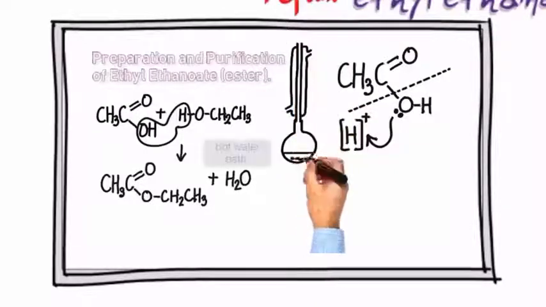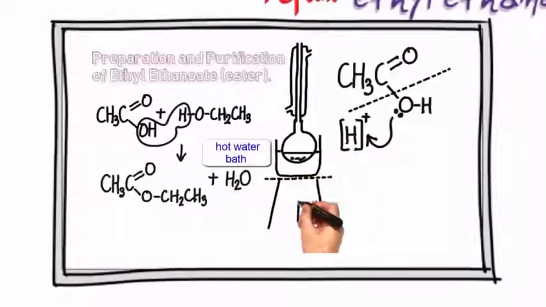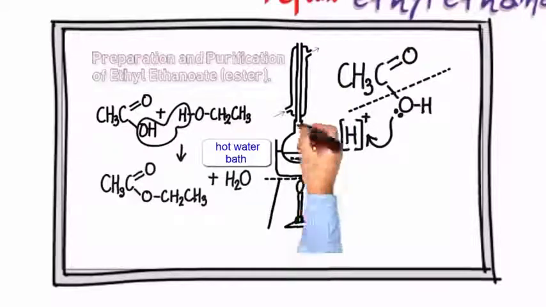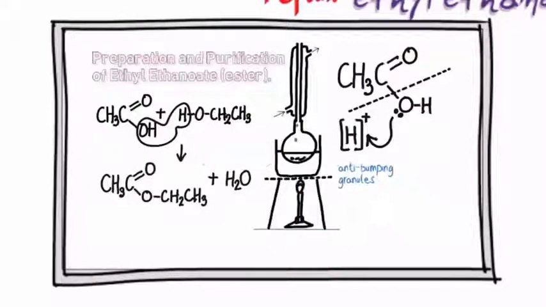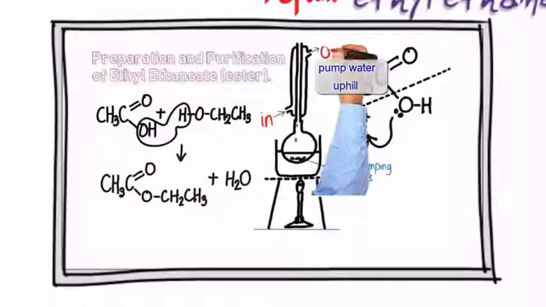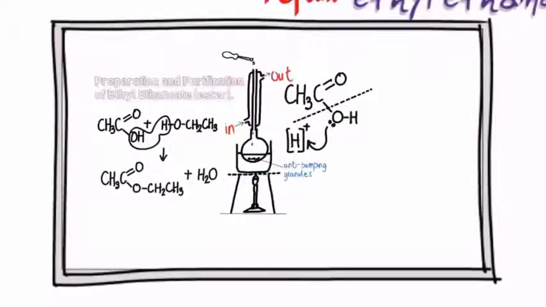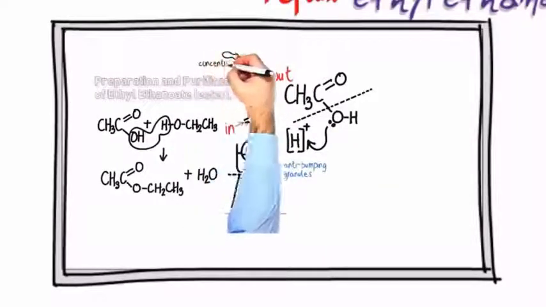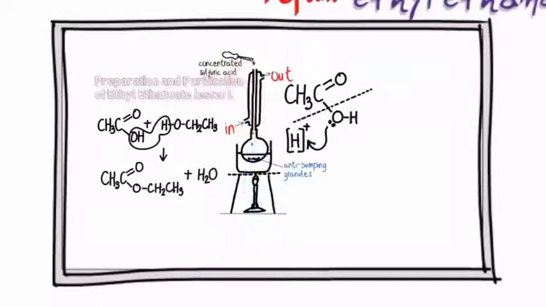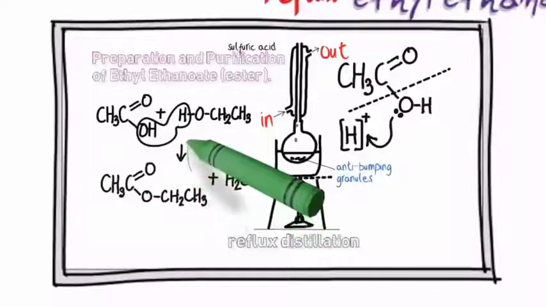This is the setup used. It's called reflux distillation. We have a round bottom flask with a Liebig condenser fitted in a vertical position. Anti-bumping granules will be put in the round bottom flask to promote smooth boiling. Water goes in at the bottom and out at the top, and the reaction is got underway by adding the catalyst, concentrated sulfuric acid, slowly down through the condenser. That begins the reaction before any heat is supplied or necessary. So that's the reflux distillation setup.